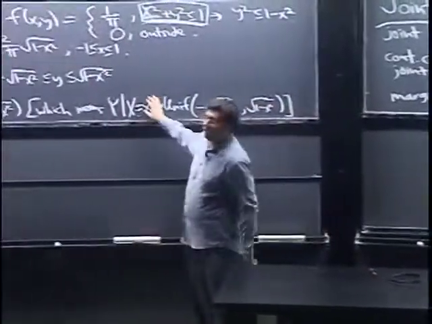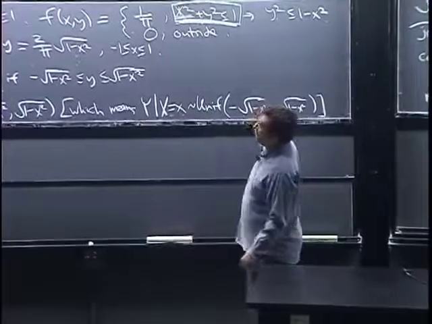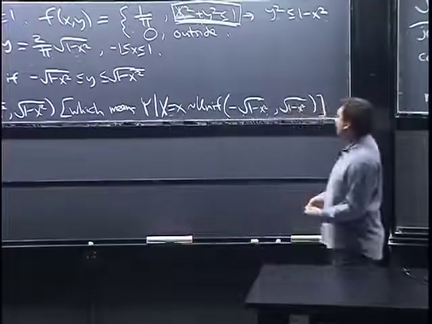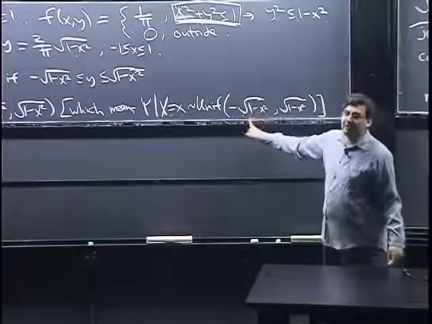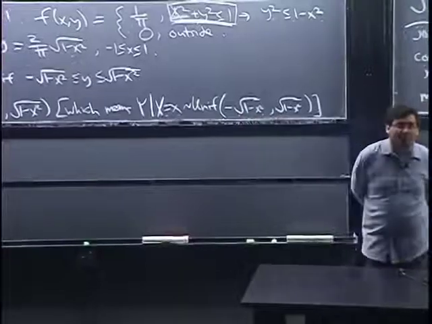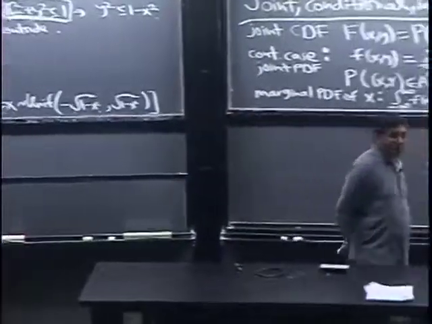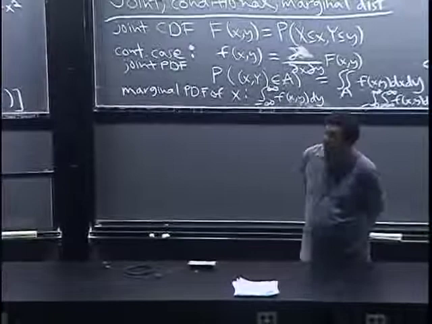So that says it's conditionally uniform over some interval. Notice that that's the appropriate interval, because as soon as you specify what x is, we know y has to be between here and here. This says it's uniform. Similarly, you could do f of x given y.